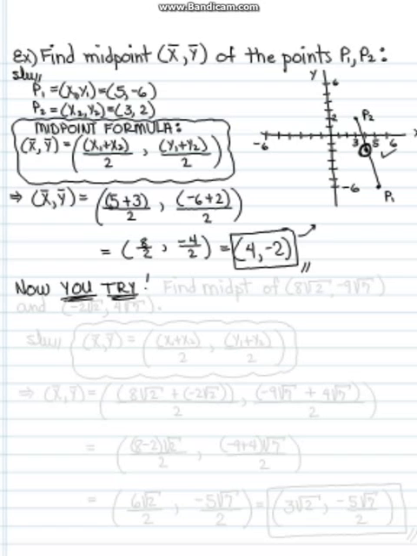Now you should try this problem. You're going to find the midpoint of the ordered pairs x, y equals 8 square root of 2, comma, negative 9 square root of 7, and the other ordered pair, which is negative 2 square root of 2, comma, 4 square root of 7. So the first thing you want to do is write down the formula, and then plug in the values for x sub 1, y sub 1, x sub 2, y sub 2. Now go ahead and freeze the video and work on it and come back and see if your answer matches mine.